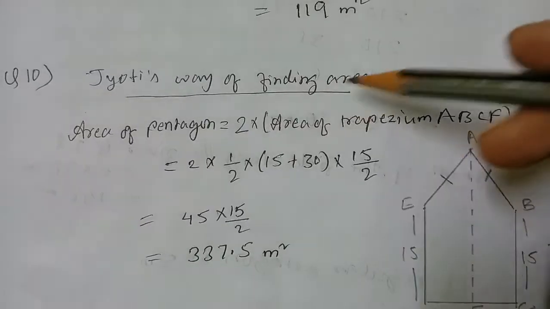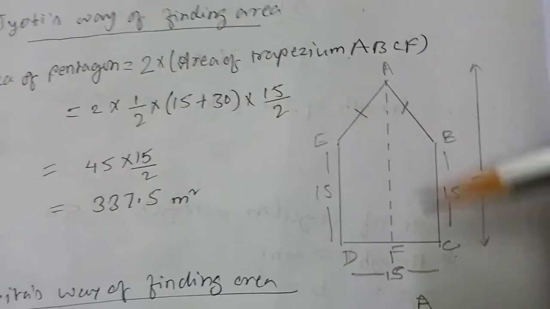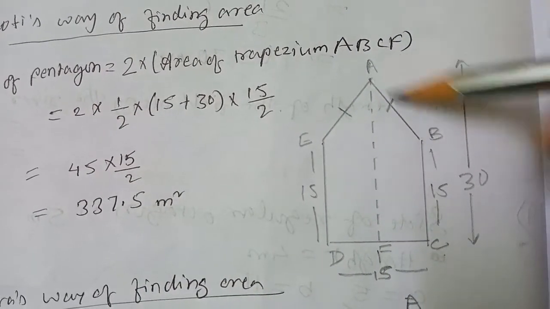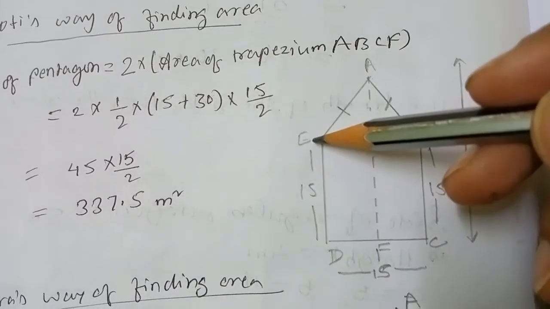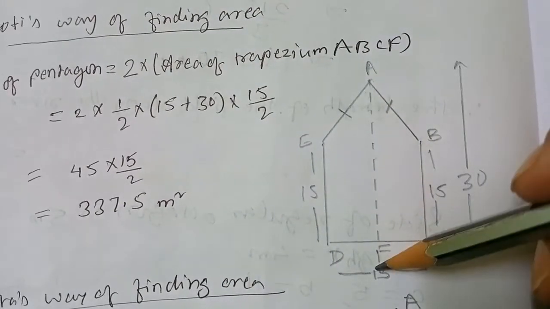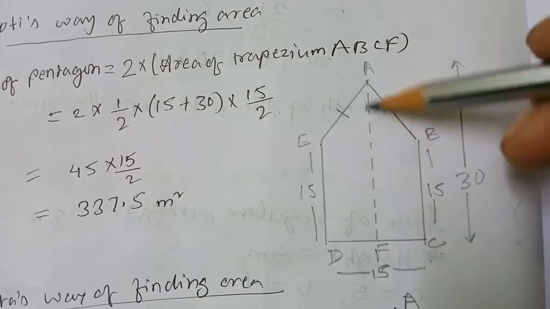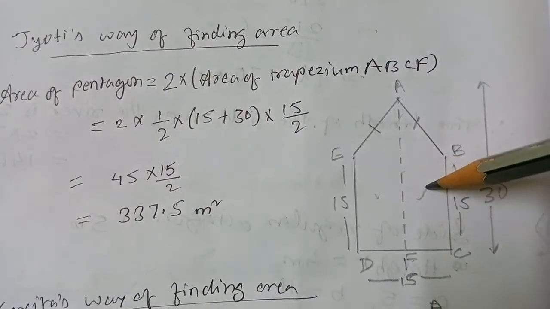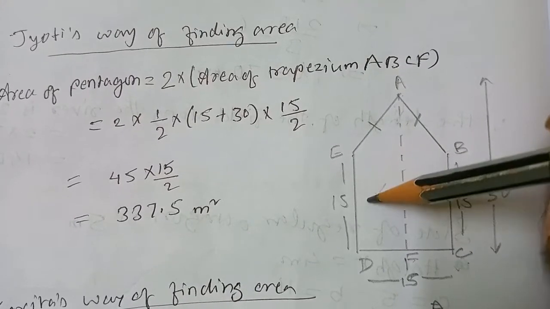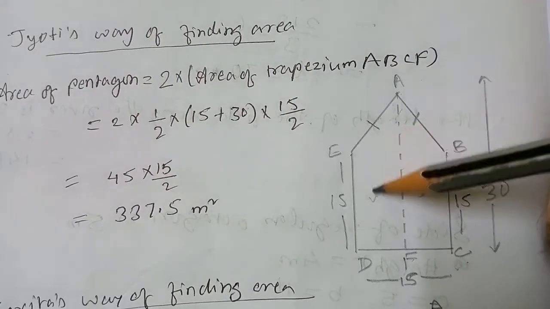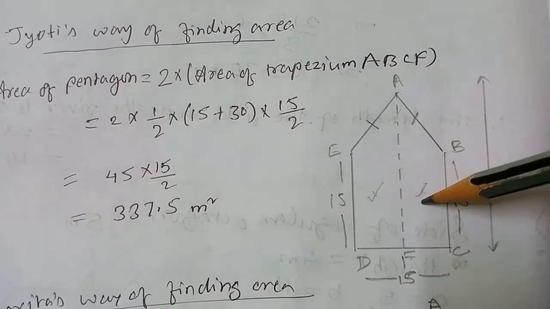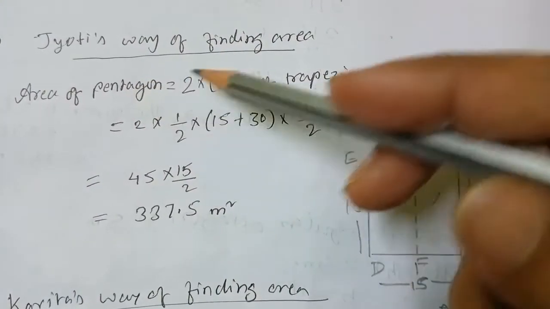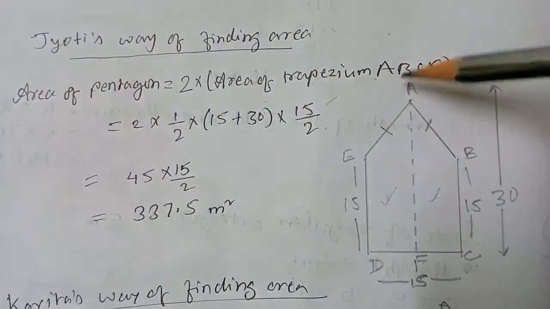So see Jyoti's way of finding area. Here it is divided into two trapeziums. I have named it A, B, C, D, E, and this is F, AF. Okay. This is the middle part. So these two parts are equal to each other. That means two areas are equal to each other. If you find the area of one trapezium, then the other trapezium is also the same. So directly I can write area of pentagon equal to 2 into area of trapezium ABCF.